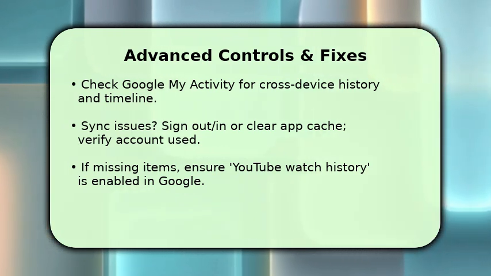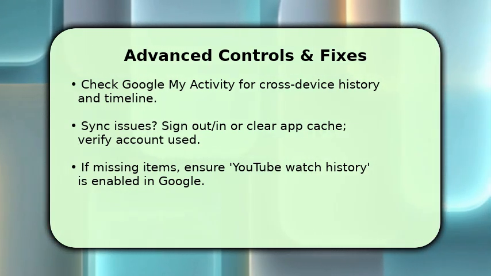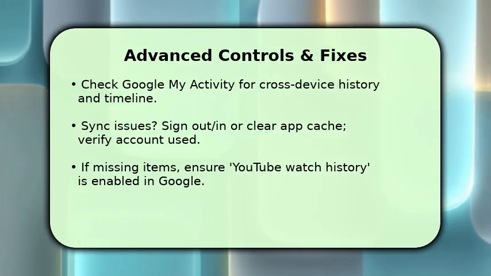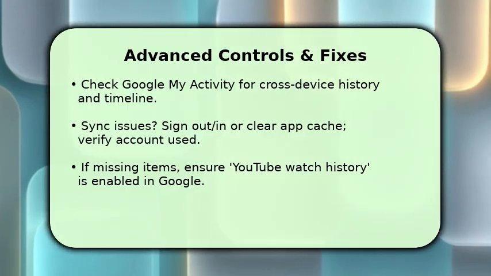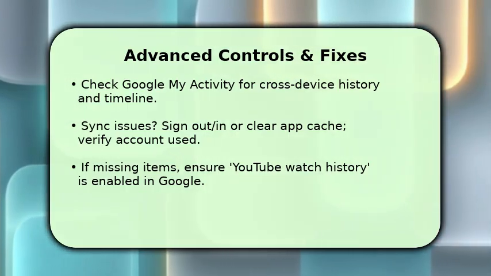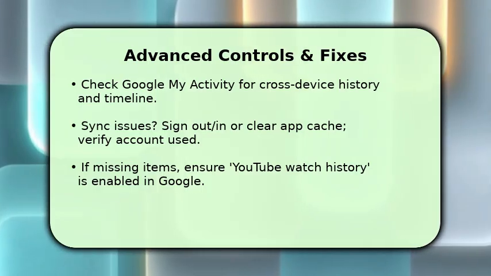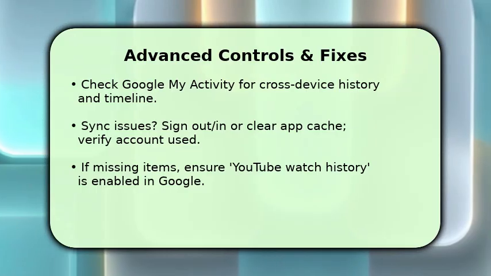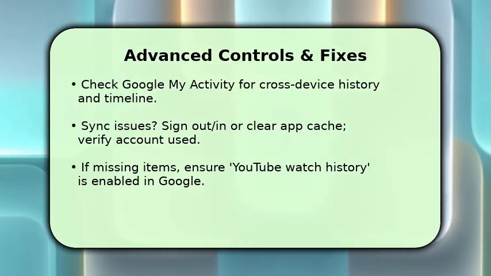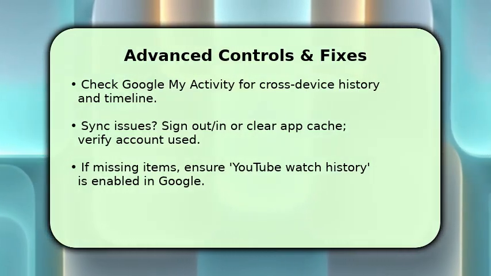If history entries aren't showing, sign out and back in, or clear the app cache and force restart the app. Make sure you're on the same Google account across devices. Additionally, confirm that YouTube watch history is enabled in your Google activity controls. If problems persist, update the app or try the desktop browser. That usually resolves sync or display glitches.